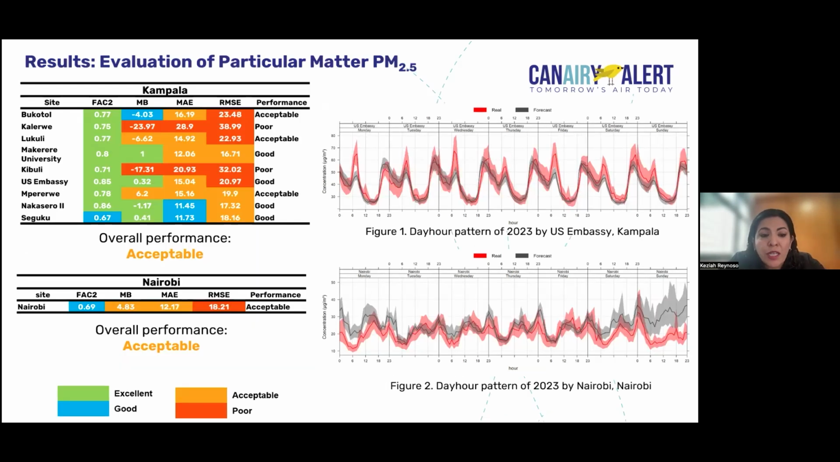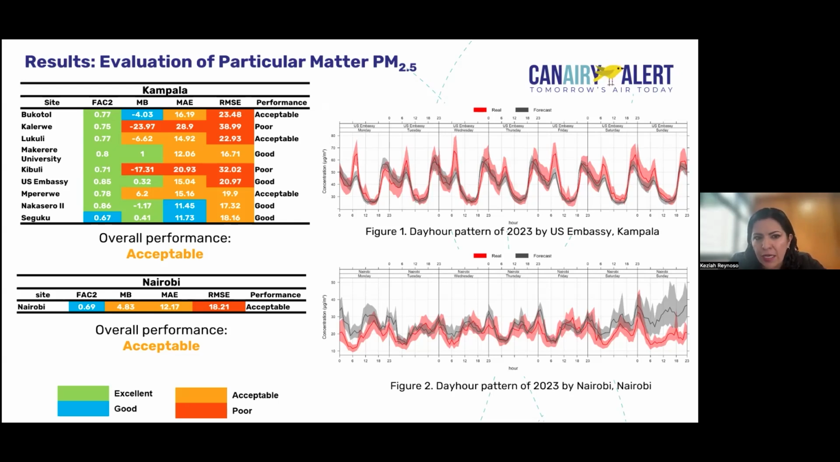I'm showing you the results for PM 2.5 in Kampala and Nairobi. In both cases, the overall performance was deemed acceptable. And well, we did find pretty large variability in the data as revealed by the MAE and RMSE metrics. So you'll observe that FAC2 in general is good or even excellent, which means that the forecast does follow the general trends, as we can see in the graphs on the right. This is true in both cases. So in both cases, the forecast is able to capture these general tendencies.